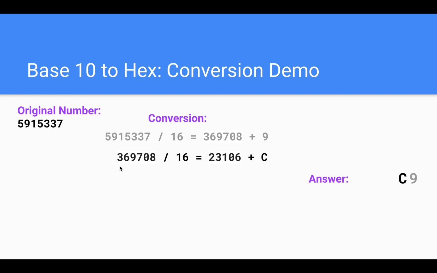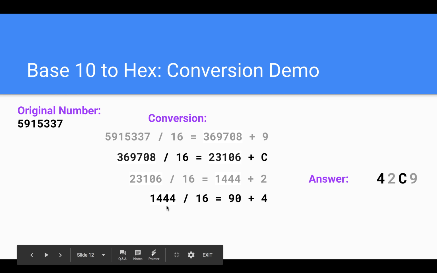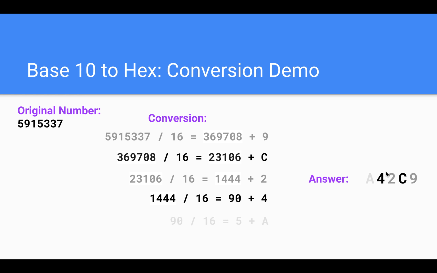And then 369,708 divided by 16 is going to be 23,106 plus C. So the next digit is C on the left. 23,106 divided by 16 is 1,444 plus 2, so 2 next. 1,444 divided by 16 is 90 plus 4, so 4 is going to go on the left.